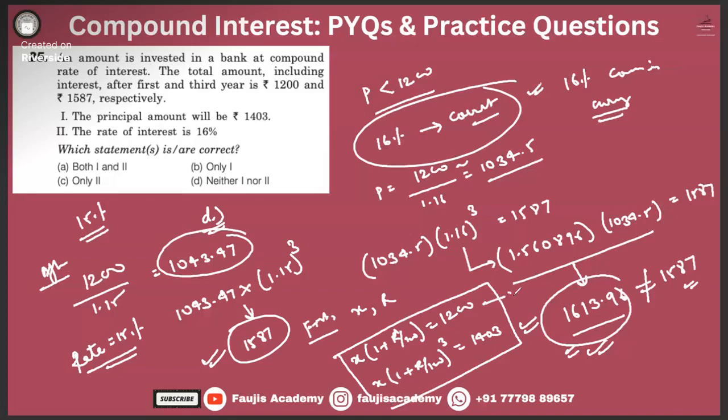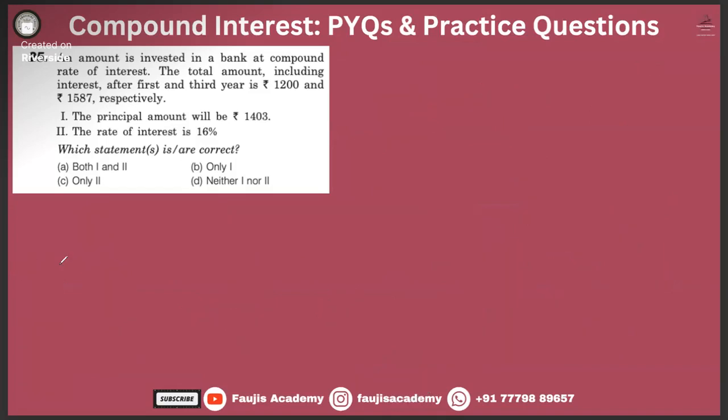Using these two equations, we have two equations and two variables. Can you solve this? Can we solve this way? Shall we try to solve this one? Yes, sir. Okay, so let's try now this way.